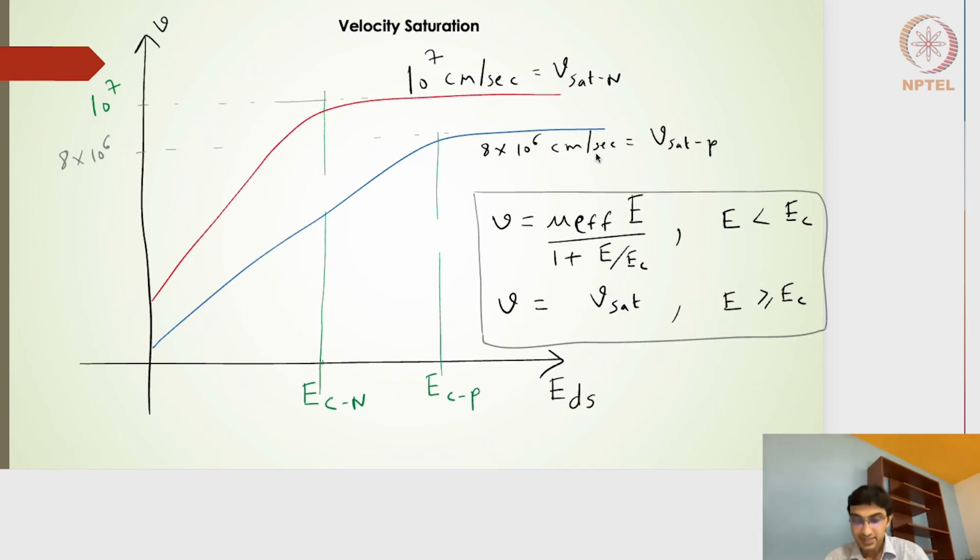And as we had seen, as we keep on increasing the electric field for a short channel transistor, the velocity ceases to increase. The electric field here is nothing but the lateral electric field, the drain to source electric field. If we keep on increasing it, the velocity increases linearly initially, and after a critical point it reaches a saturation value, beyond which we will not have any further rise in velocity. The velocity of the electrons in the NMOS is given as 10⁷ centimeter per second, and the velocity of the holes in the PMOS is given as 8 × 10⁶ centimeter per second.